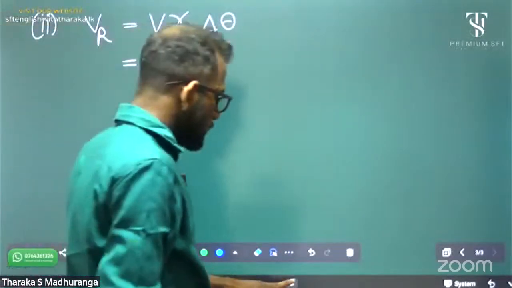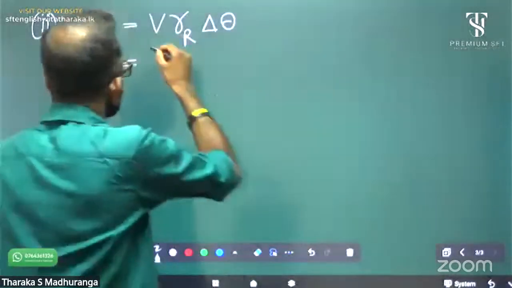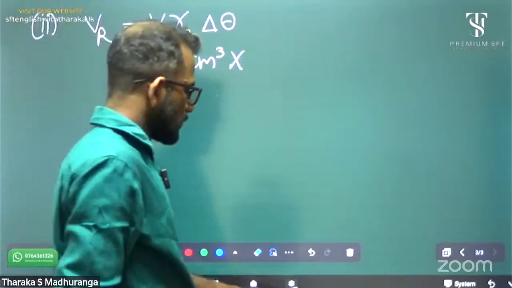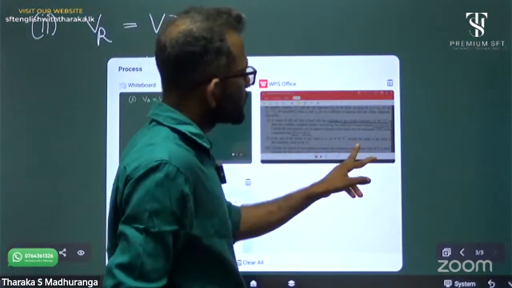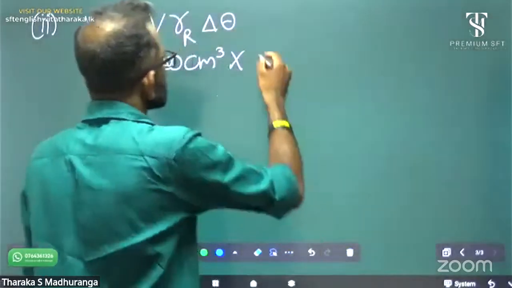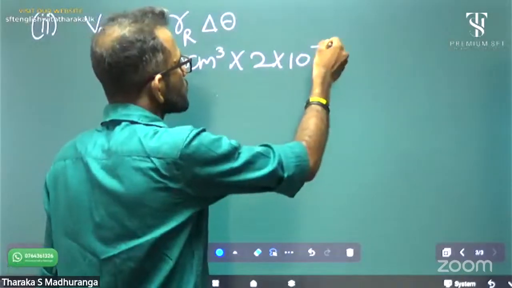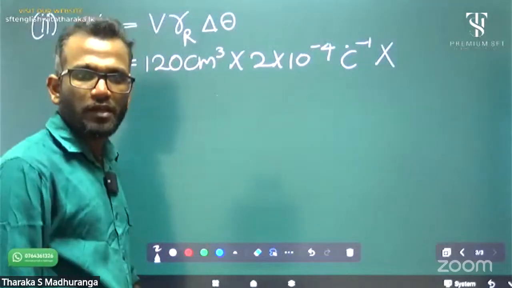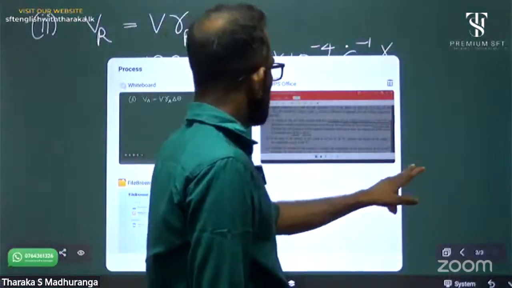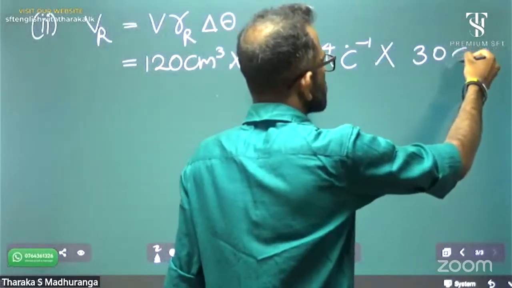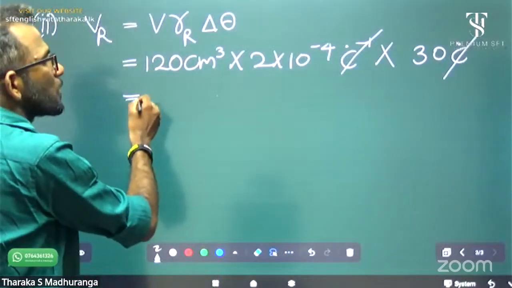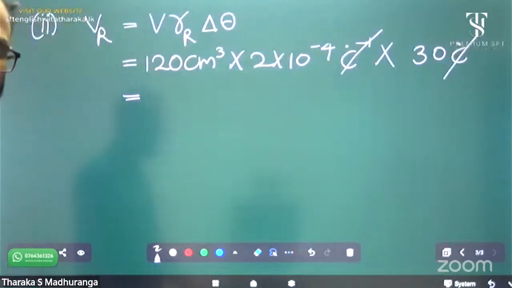Okay. Now, how about the initial volume? 120 cubic centimeter. The real volume expansion coefficient is 2 into 10 to the power minus 4 per Celsius. How about the temperature difference? 30 Celsius. Now Celsius and per Celsius cancel out. You can get the value. Could you get this value?